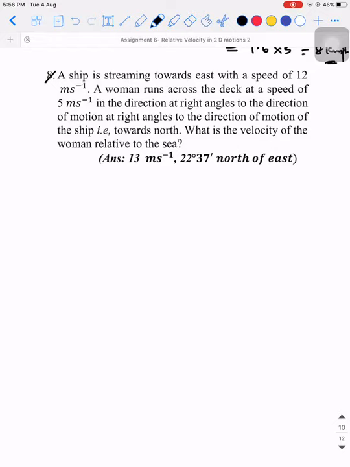A ship is streaming towards east with a speed of 12 meters per second. A woman runs across the deck at a speed of 5 meters per second. The direction is at right angles to the direction of motion of the ship, that is north. What is the velocity of the woman relative to sea? Again, a simple problem. Nothing is there.